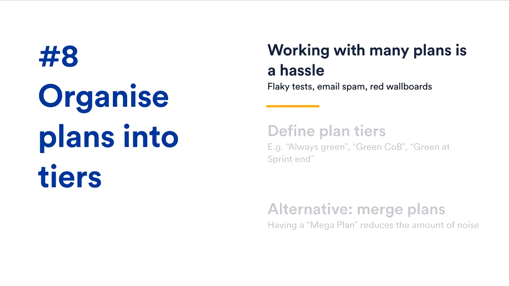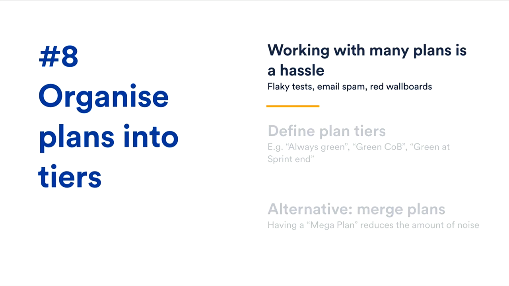OK, tip number 7. Once your number of plans grows, your CI is going to be a constant battle against flakiness. If you look at the presentations from Google, they mentioned insane amounts of tests they are running and insane amount of flakiness.